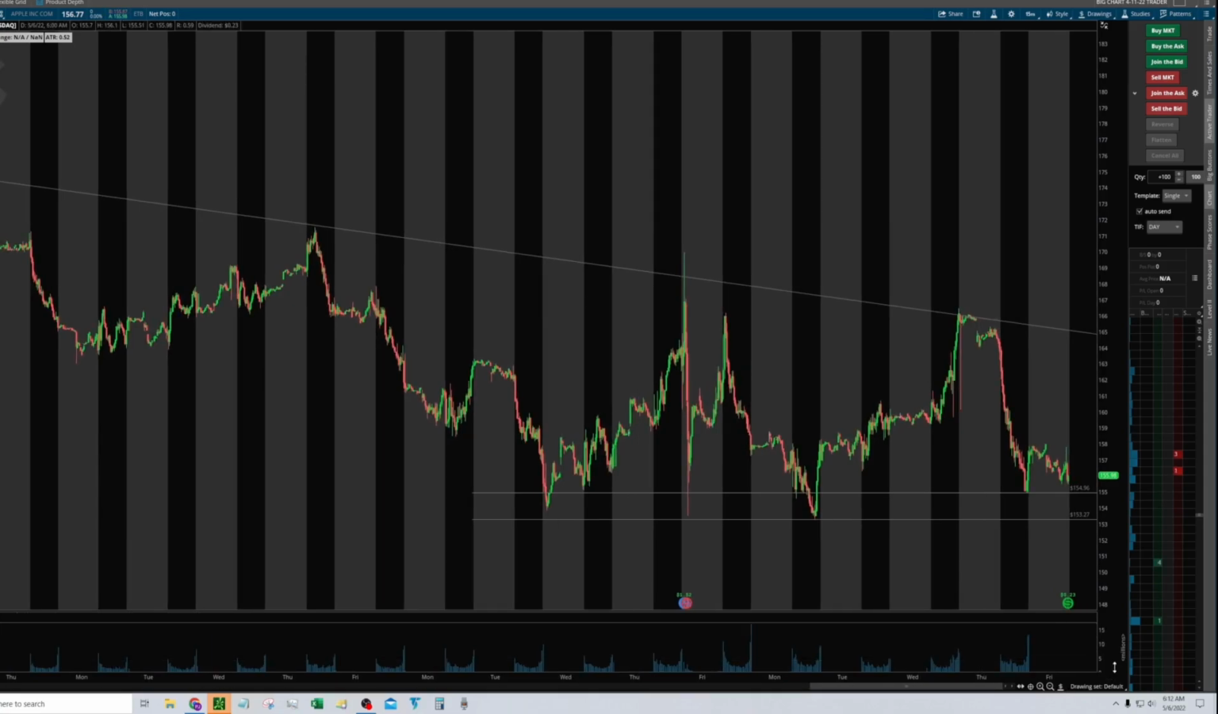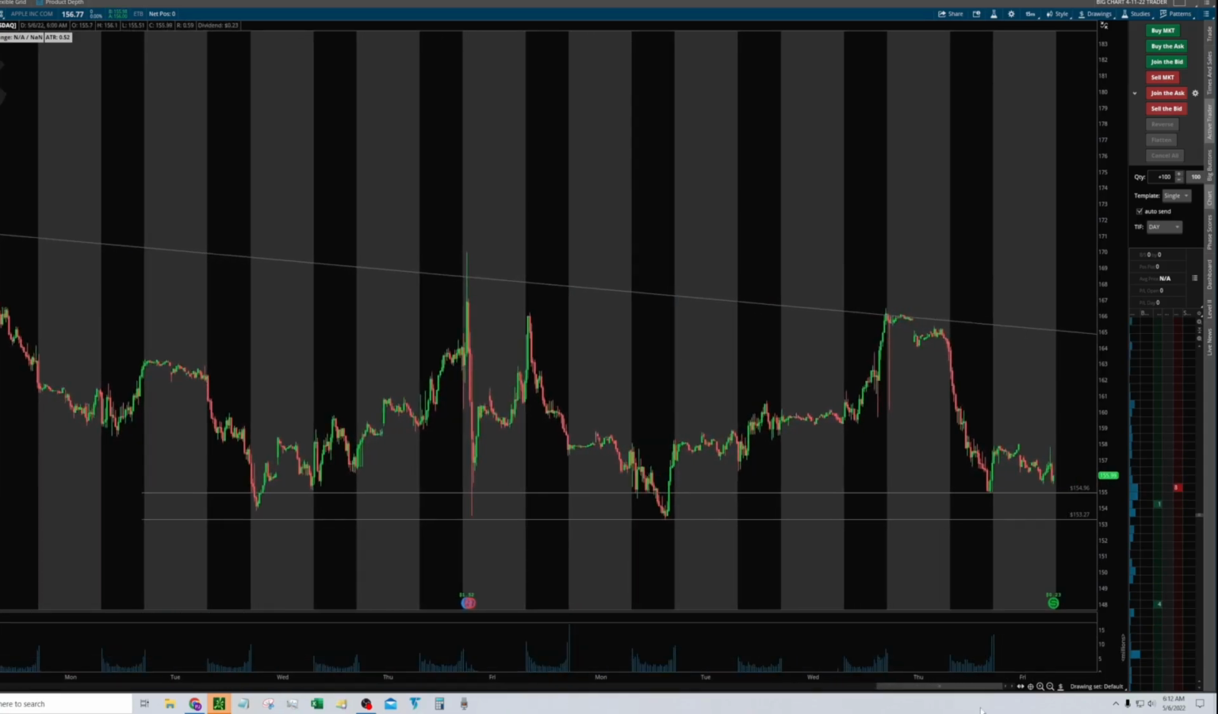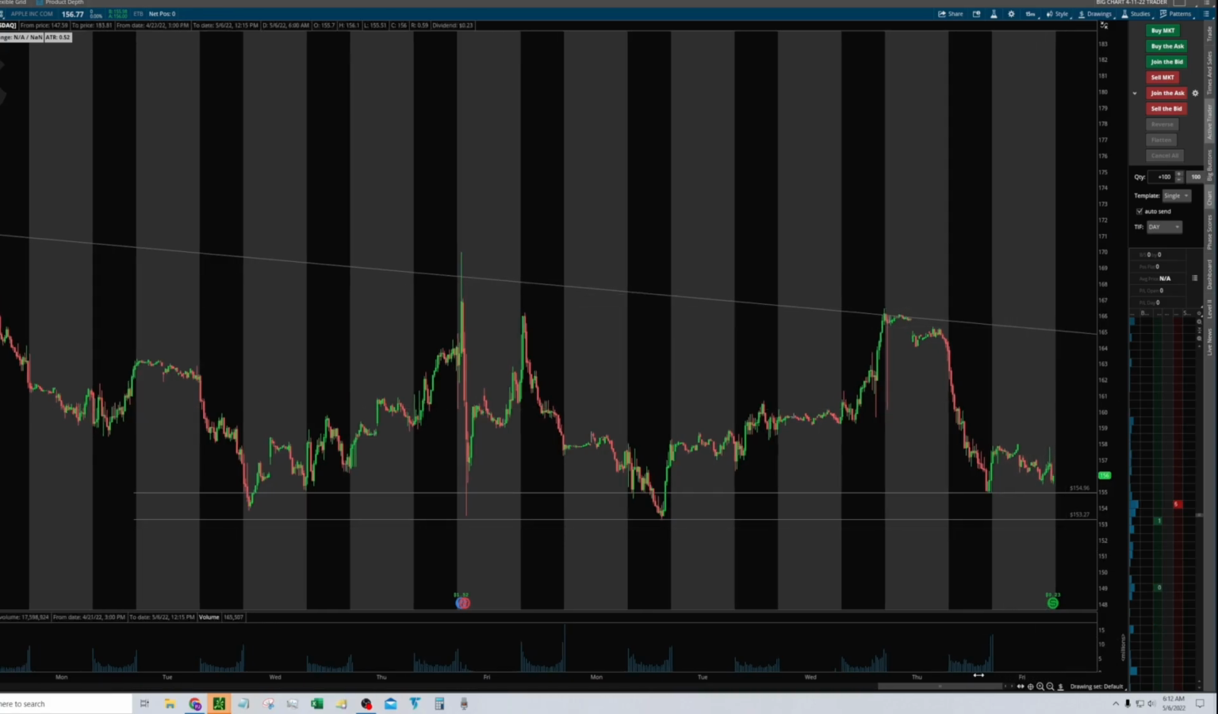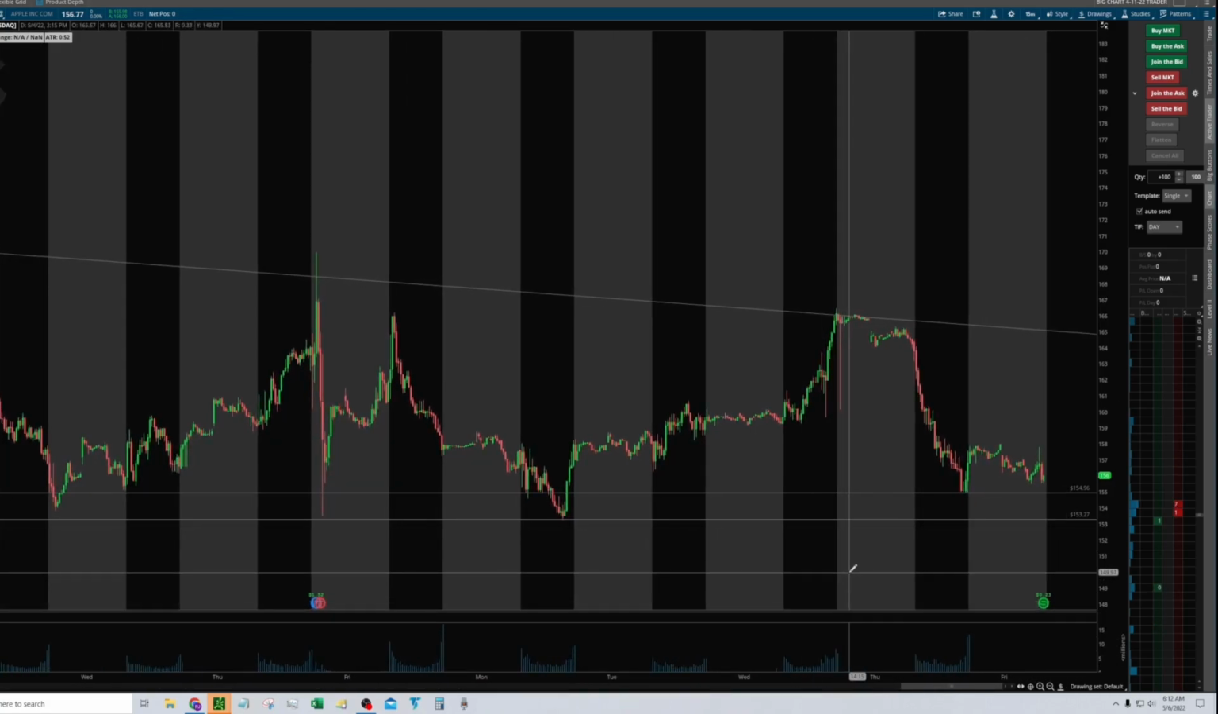So, I've got my support mapped out here in Apple. I would say a long would work well if it dipped down into the 154s, 153.30. Because look at it this way, right? You've got your support right there, or that demand zone, as many people would call it. That's where the buyers would be interested in buying Apple, around that 154 area.